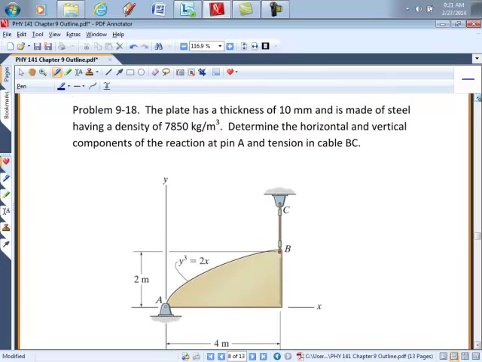So this time we have a plate which has a thickness of 10 millimeters and is made of steel having a density of 7,850 kilograms per meter cubed. And we want to determine the horizontal and vertical components of the reaction at pin A and the tension in the cable.